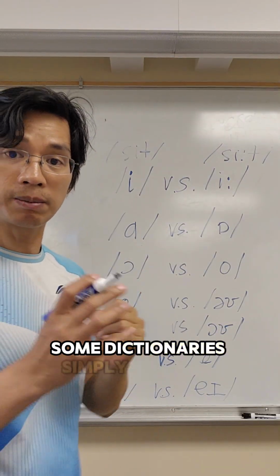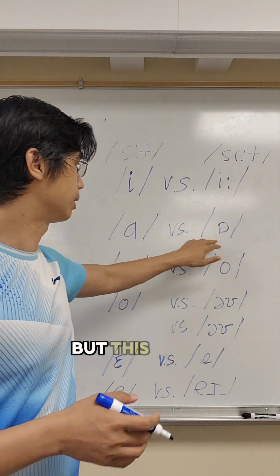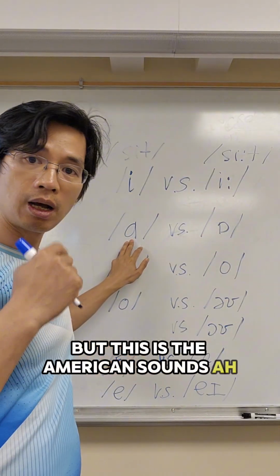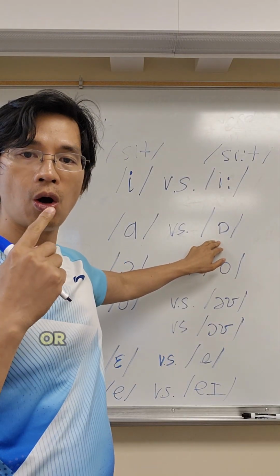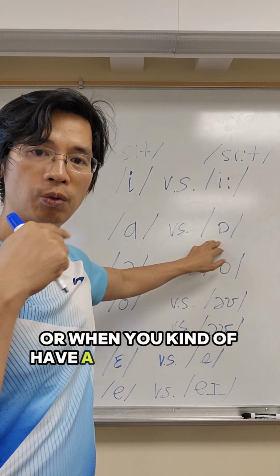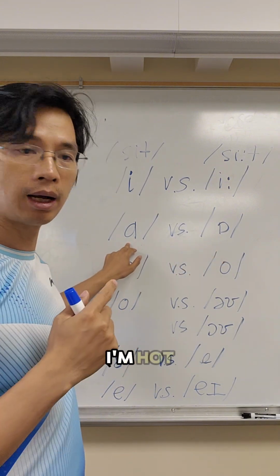Some dictionaries simply mix them up. So they can use either this or this, but this is the American sound, where you drop your jaw, and this is the British sound, where you have a round shape at the mouth, like hot, I'm hot.